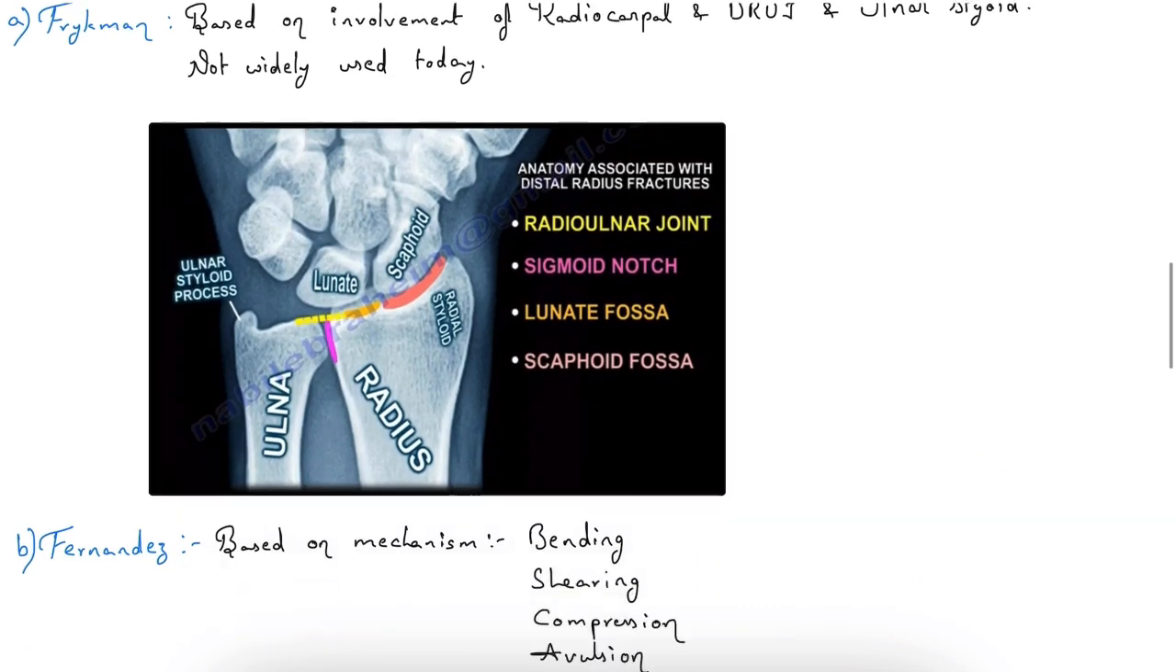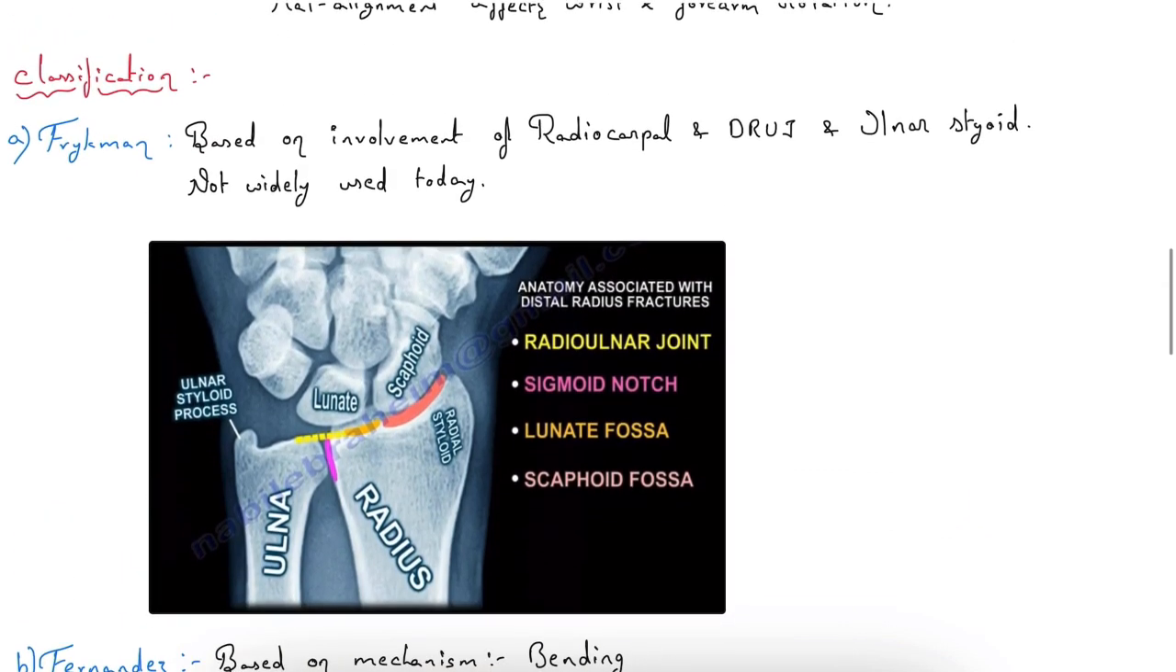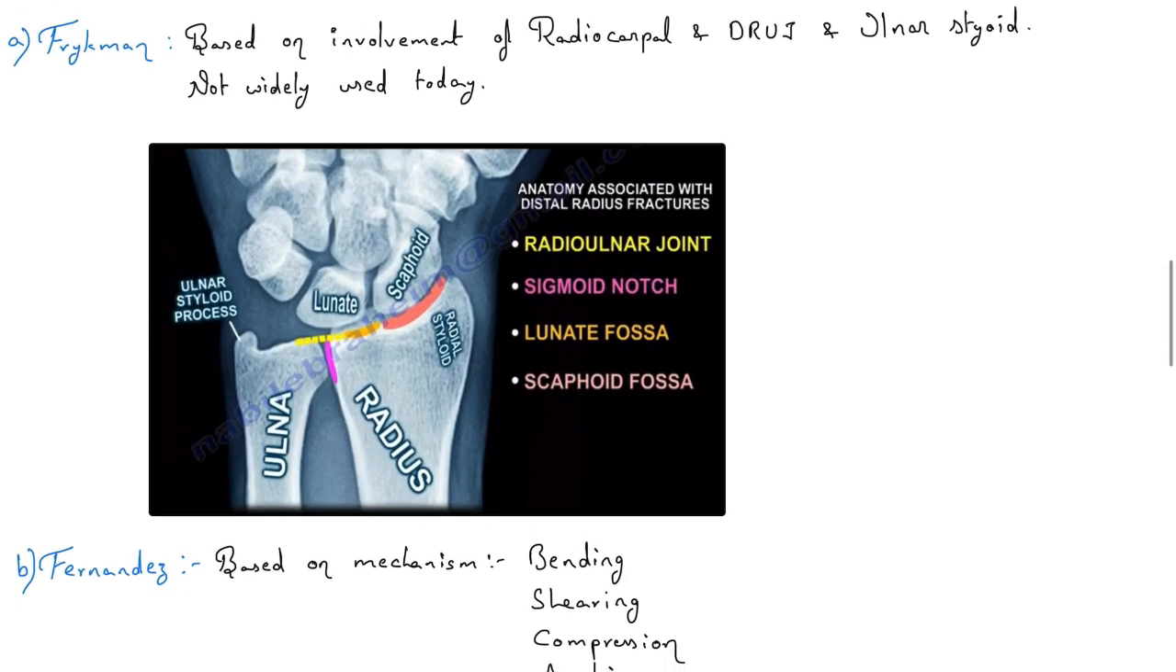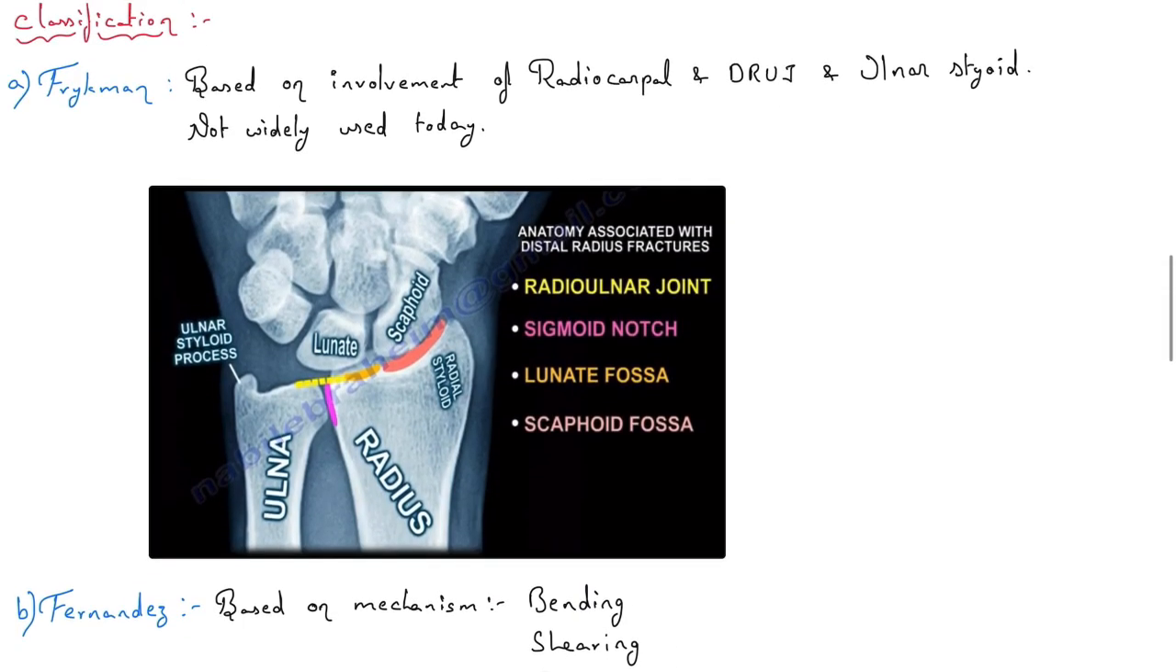We have a total of 3 classifications. Now we are discussing the first classification, that is the Frykman classification. It's based on involvement of the radiocarpal joint, distal radioulnar joint and ulnar styloid. It's not widely used today, because this Frykman classification we used many days ago, but now we are not following it.